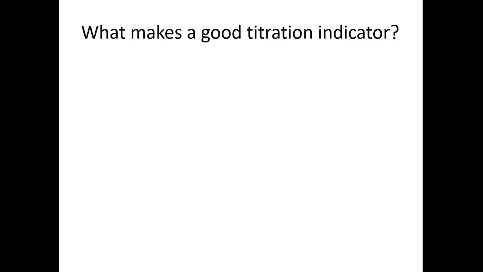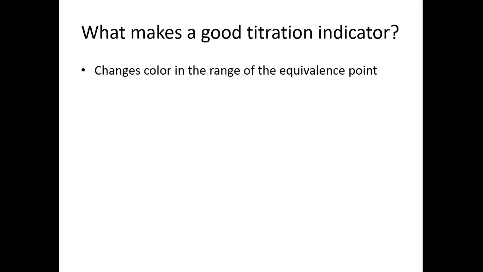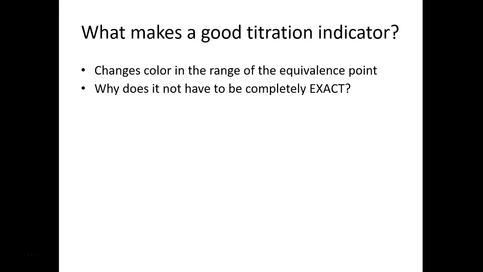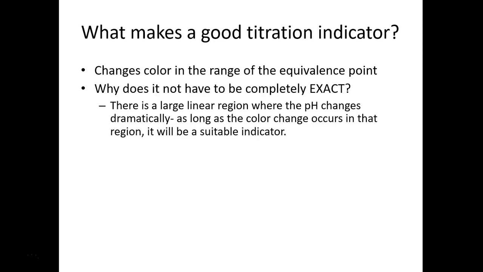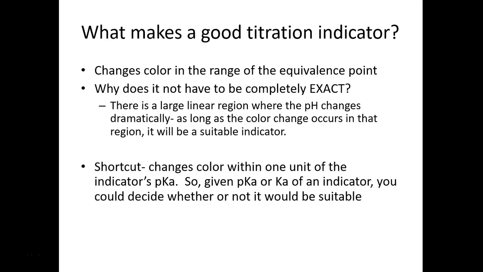All right, so what makes a good titration indicator? How would we pick one? Because there's quite a large number of indicators that we could use. First, it needs to change color in the range of the equivalence point, right? Otherwise, it's not going to be very useful to us. Now, it does not have to be completely exact. Let's think about why this would be. There's a really large linear region, so as long as the color change occurs in that region, it should be a suitable indicator.